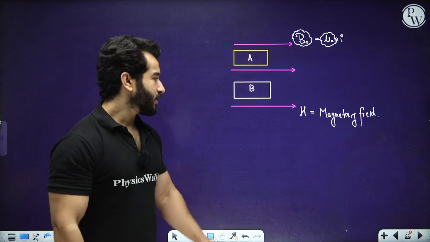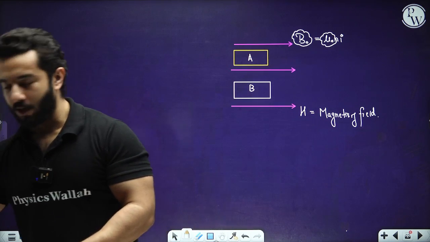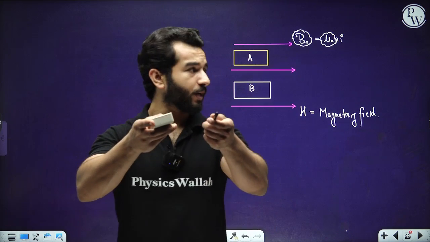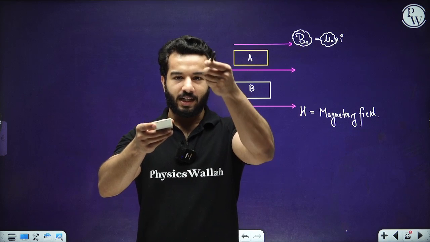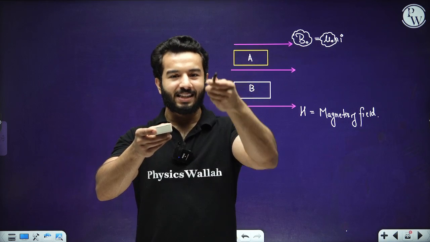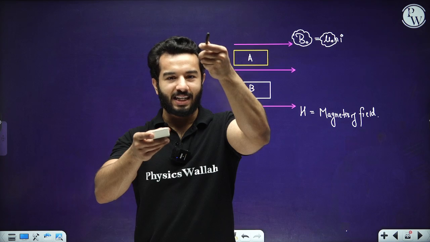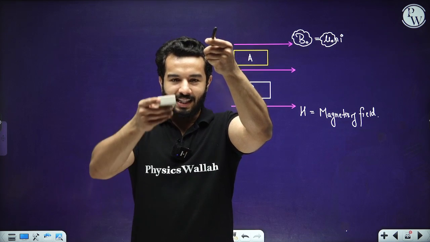Now let's suppose that there is one magnetizing field and I've got two materials. In the same magnetizing field, I'm seeing that in one of the materials there is more intensity of magnetization. What does it mean? That there are more dipole moments getting aligned, or dipole moments per unit volume is more than the other, right?